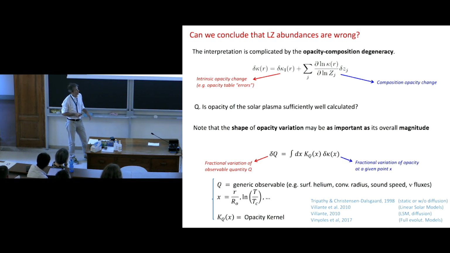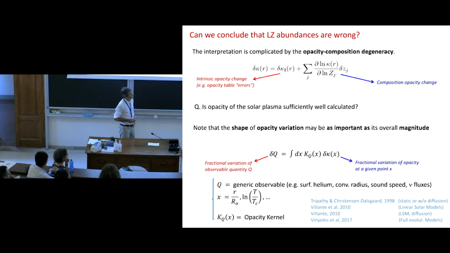This is the effect induced by the change of composition, or it can have an intrinsic contribution simply because the calculations of the opacity for a given composition are not accurate enough. So when we try to address this solar abundance problem, we should ask ourselves whether the opacity of the solar plasma is sufficiently well calculated. Note that not only the overall magnitude of the opacity is important, but also the shape of a possible opacity variation can be very relevant in this problem.